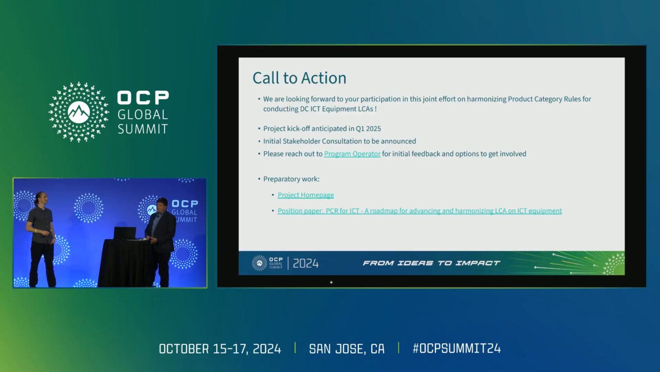There's also great preparatory work that Fraunhofer has conducted. Please check out the homepage that's linked in the document, and also explicitly the white paper, the position paper that did the road mapping for the current PCR landscape. So you'll find information on current sectorial guidance and how the data center ICT roadmap for PCR development fits into that landscape. So with that, thank you very much, and we are looking forward to your feedback and conversations after the talk. Thank you so much.